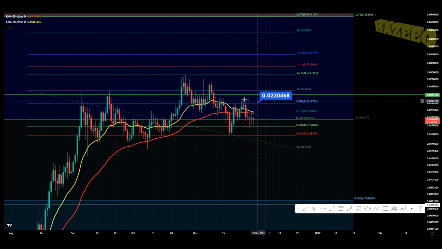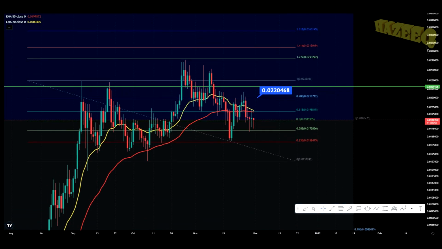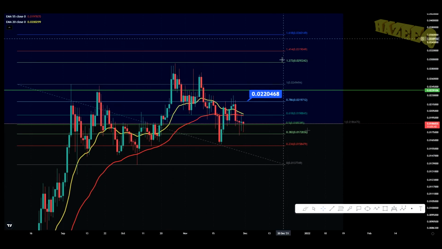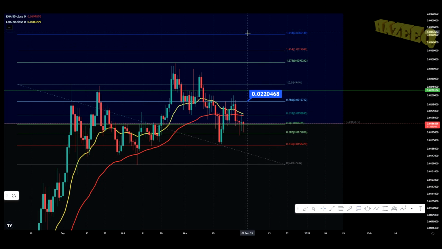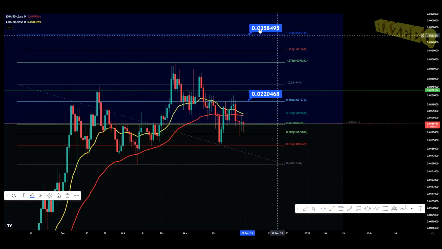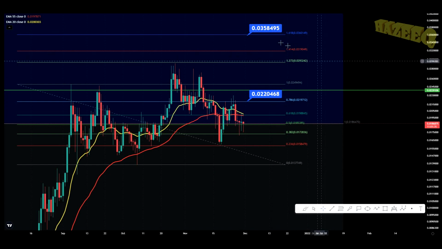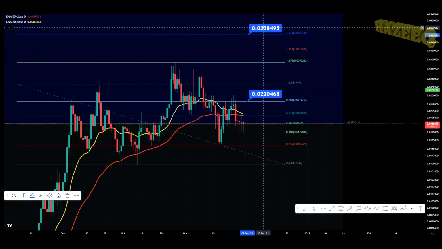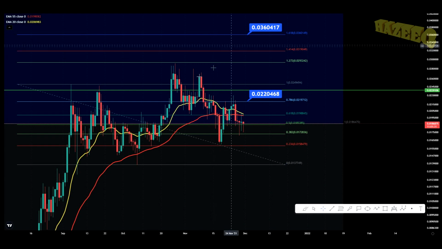Now, without further ado, let's jump into the charts. We are on the daily chart. This is TradingView. We have our 20 EMA set up, the yellow line, and the 55 EMA. Also, we have this Fibonacci set up from the swing high over here, September 5th, to the swing low over here, October 8th. That gives us the 1.618 target over here at 0.35 cents, basically. So actually, 0.36 cents over here. So this is our target after we break this swing high.